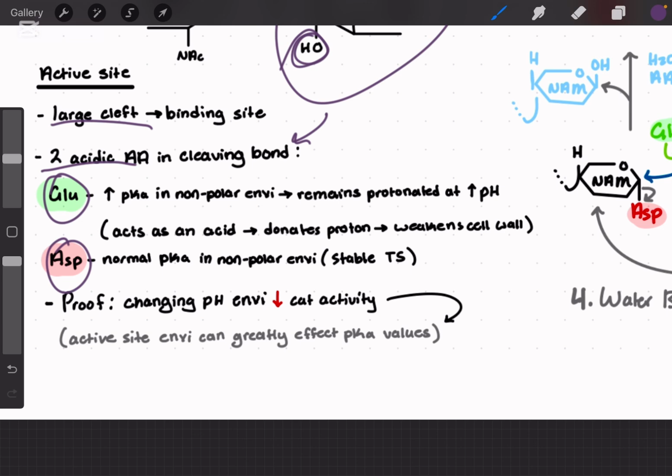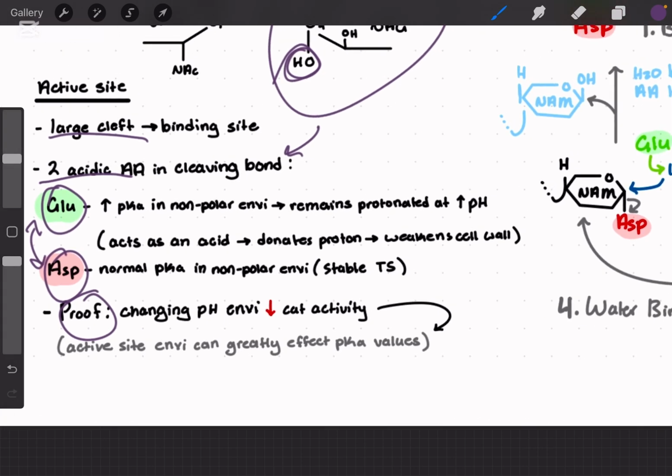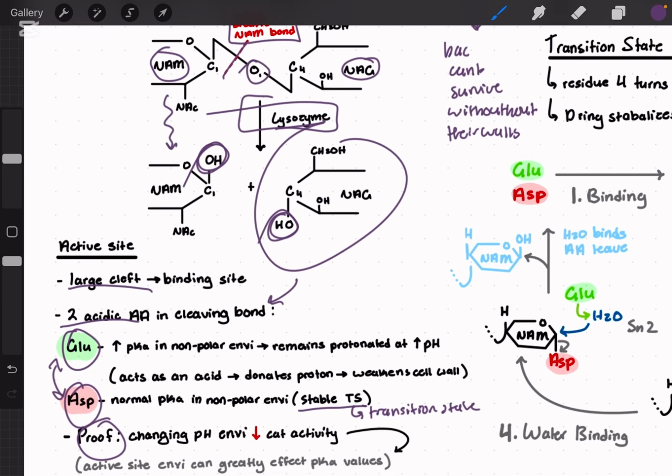The reason why the stability of their pKa's in these environments is important is because it's proof that these two amino acids are important in the active site, because changing the pH environment of these two acids decreases the catalytic activity. So aspartic acid is going to stabilize the transition state, so that's what TS means. And glutamic acid is going to act as an acid, and it's going to make that original cut at the top.